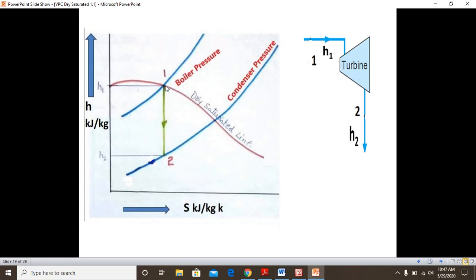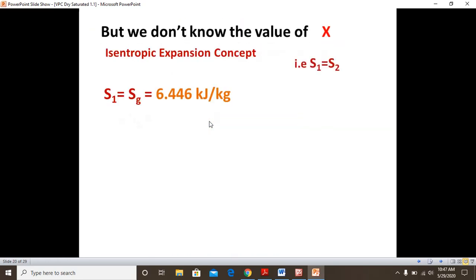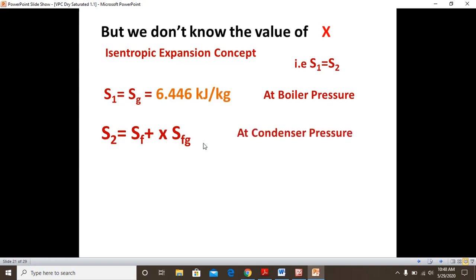See, entropy S1 is equal to S2. Therefore, you want to take S1 is equal to S2. But entropy at S1 is equal to Sg, since it is dry saturated, but S2 is equal to Sf plus x Sfg at condenser pressure. Therefore, S1 is equal to Sg at boiler pressure, S2 is equal to Sf plus x Sfg at condenser pressure, and you have these values.